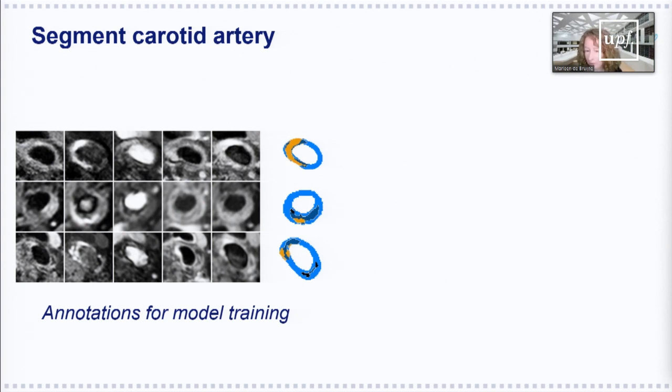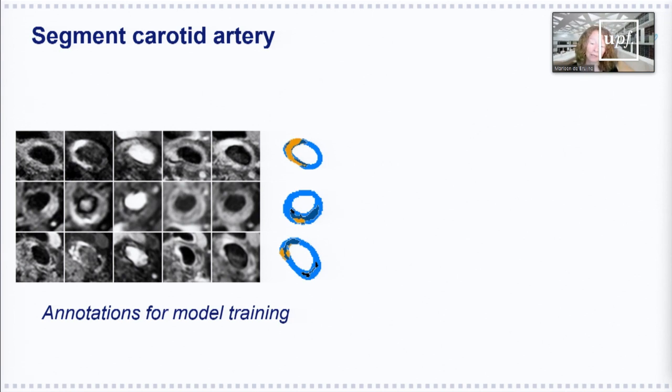Models already exist that can learn to segment based on voxel-wise annotations. And here you see an example of MRI images and the voxel-wise segmentations of the vessel wall and different plaque components. But these voxel-wise annotations would have to be made specifically for model building. They're not made clinically. And therefore, they may be difficult to obtain. It's time-consuming and expensive to obtain.